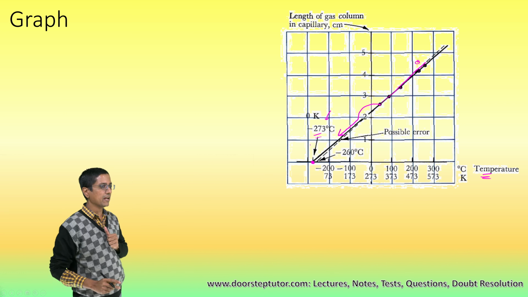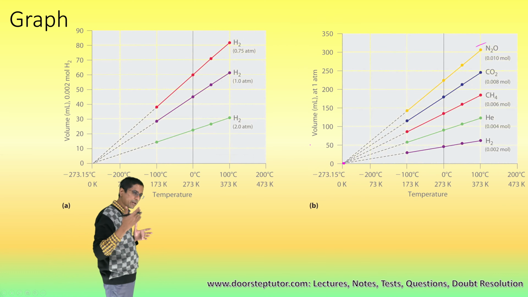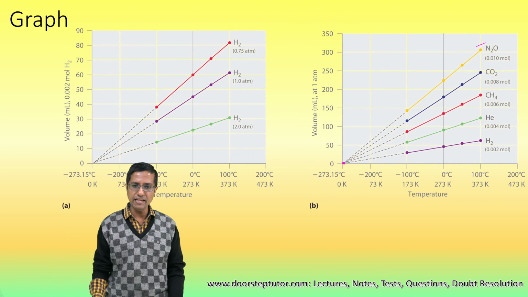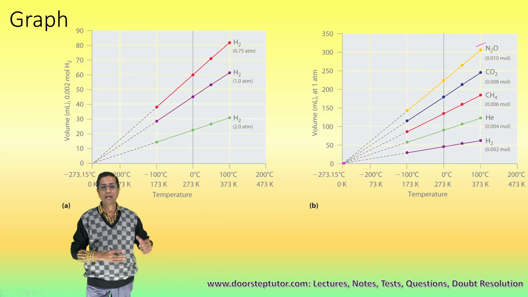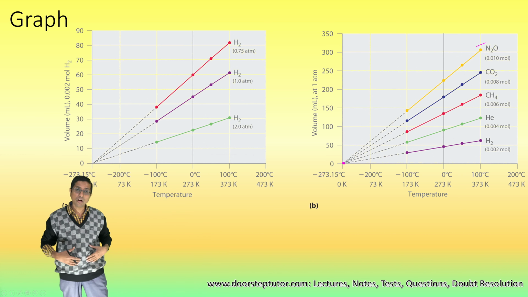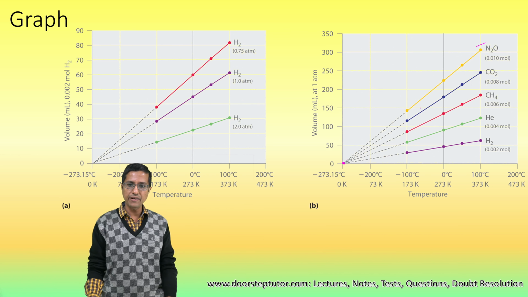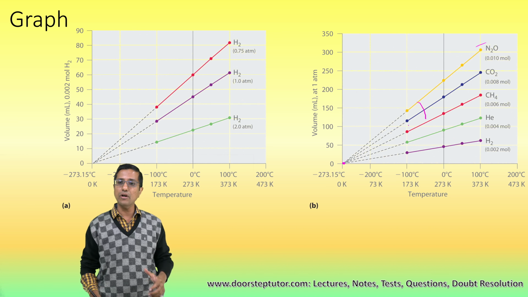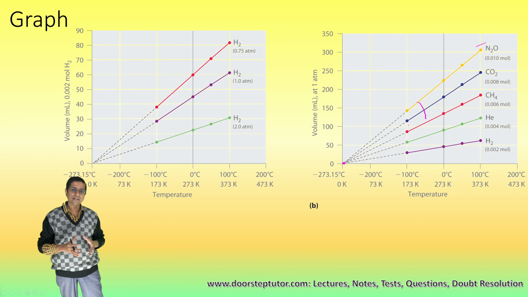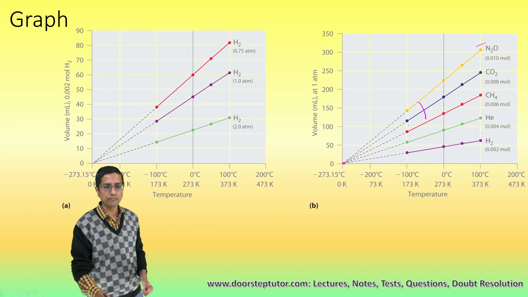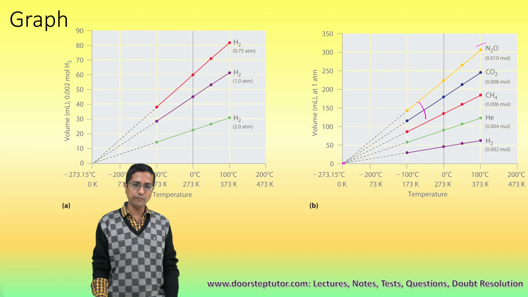So this was Lord Kelvin's observation, and he then repeated the experiment with several other gases, and he found out that this minus 273 degrees Celsius, which we now also know as 0 Kelvin, is actually a point at which the volume of all the gases, not just hydrogen or helium, but all the gases, theoretically reaches zero. Okay, so at absolute zero, the volume becomes zero for any gas.